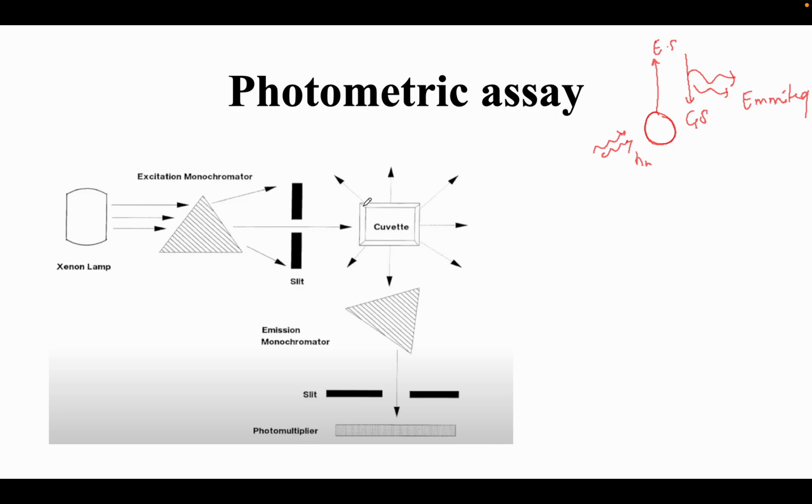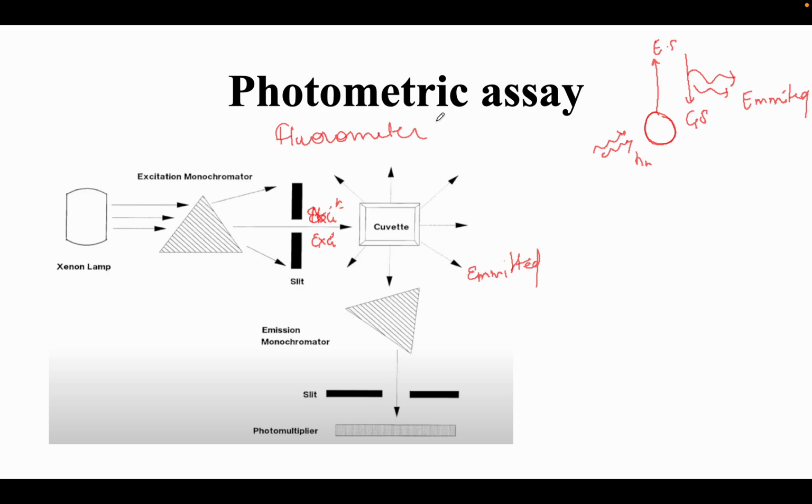So this is the cuvette, and after getting excited by the xenon lamp light, this is the excitation light. After getting excited, it will release the emitted light. This emitted light is collected by the emission monochromator and it is detected. So this is the representation of a fluorometer.